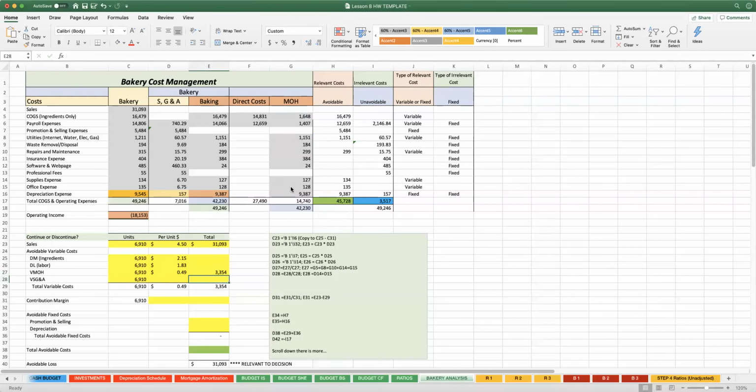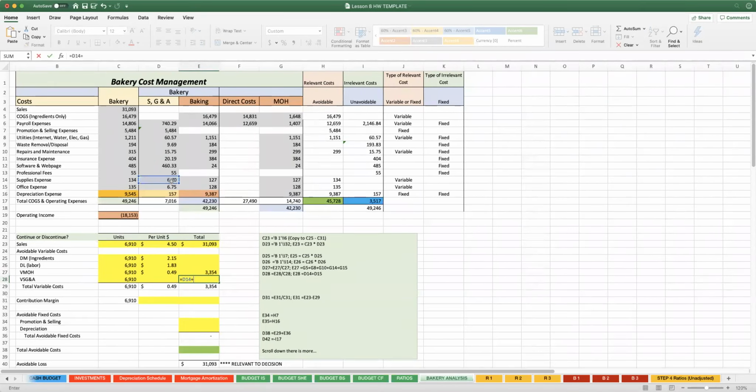And then the variable selling and administrative, I've got to do the same thing. So that's in the SG&A column. It's going to be D14 and D15. These are the variable pieces. Not very much, but it's something. Those are avoidable. Okay, then you can calculate contribution margin per unit by taking the price minus variable costs.